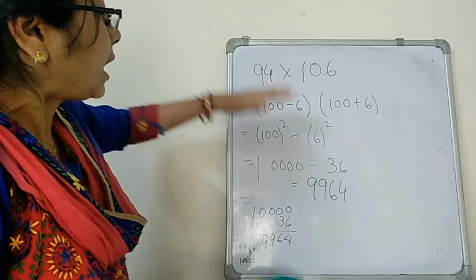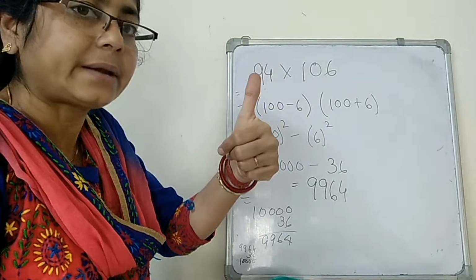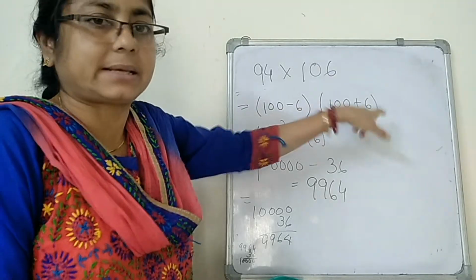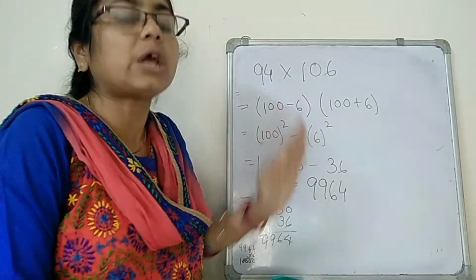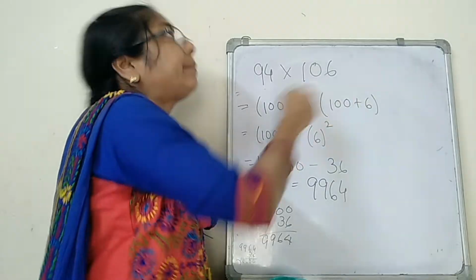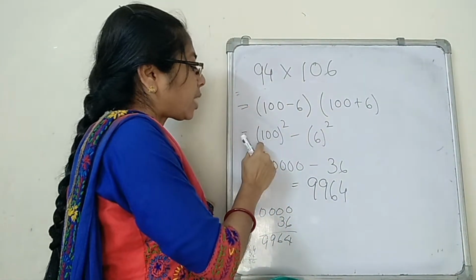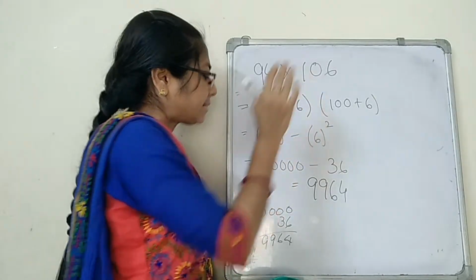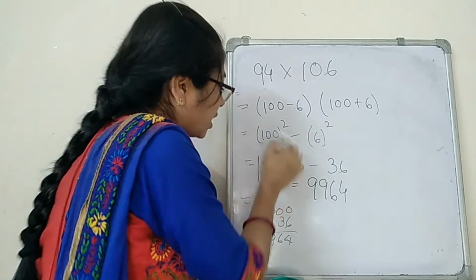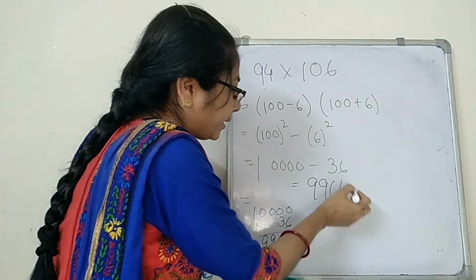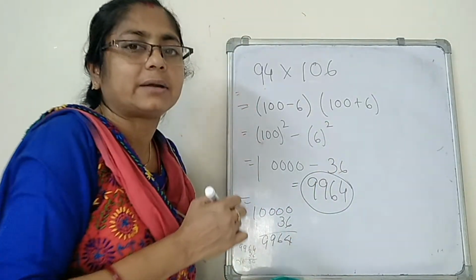94, 100 minus 6. Clear? 106, 100 plus 6. Clear? We put the formula A minus B into A plus B. So A square minus B square. A means 100, B means 6. So I do it. A square means 10000 and 36. I just subtract it. And it is our answer.